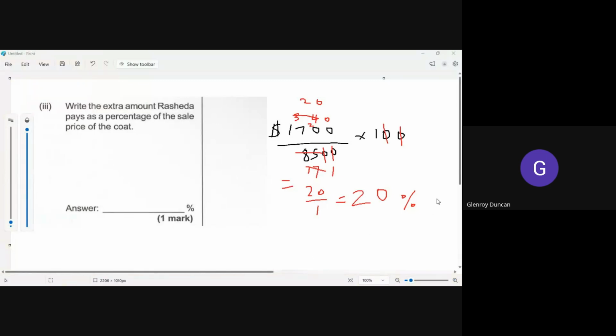Wonderful breakdown, class. If you got that right, just raise your hands. We don't have to lie. You can be honest. We're working because we just want to better what we're doing. If not, just make corrections. I'm seeing quite a few hands raised. The extra amount which she pays as a percentage of the sale price of the quote is the extra amount over the sale price of the quote times 100, because percentage is always out of 100. Very simple.